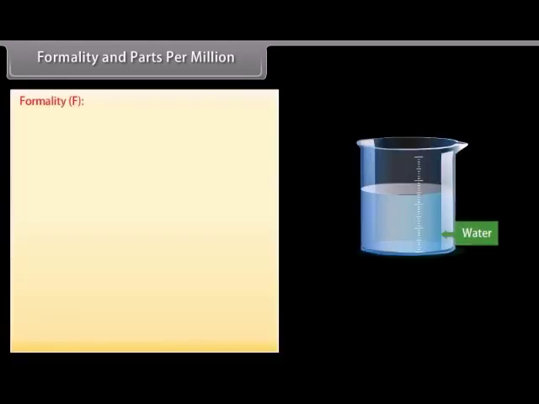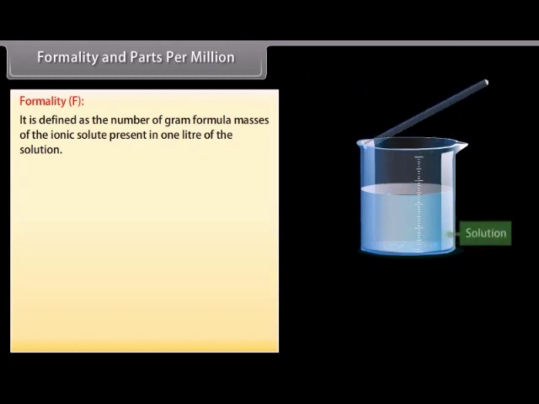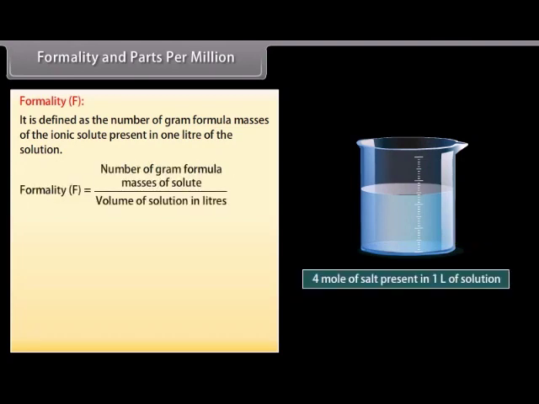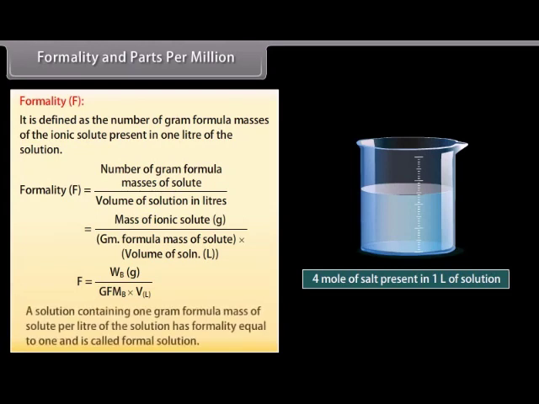Formality and parts per million. Formality. It is defined as the number of gram formula masses of the ionic solute present in 1 liter of the solution. It is represented by F. Mathematically, formality is represented by F is equal to WB in grams divided by product of gram formula mass of B and volume of solution in liter. A solution containing 1 gram formula mass of solute per liter of the solution has formality equal to 1 and is called formal solution.